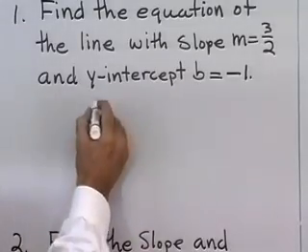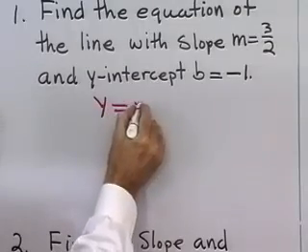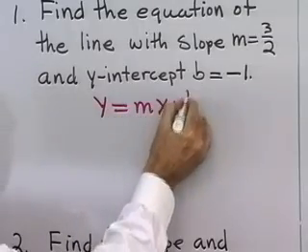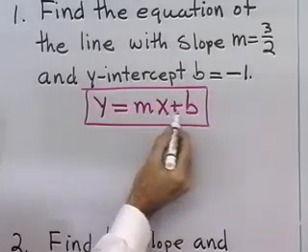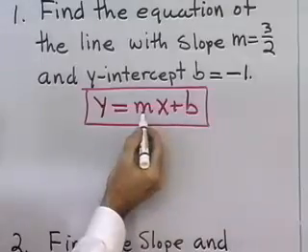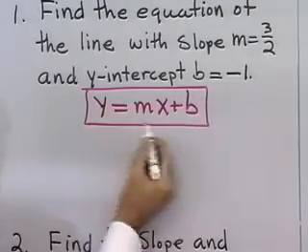Well, you know from your reading in the book that the slope-intercept form of the equation of a line looks like this. y is equal to mx plus b, where m is the slope of the line and b is the y-intercept. So if I know the slope and I know the y-intercept, then I know the equation.